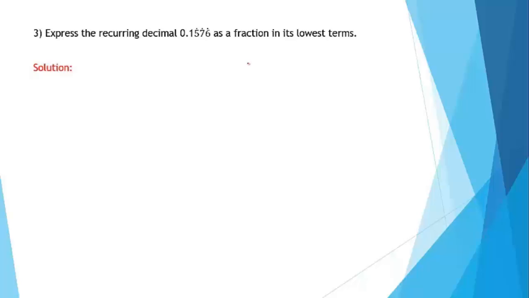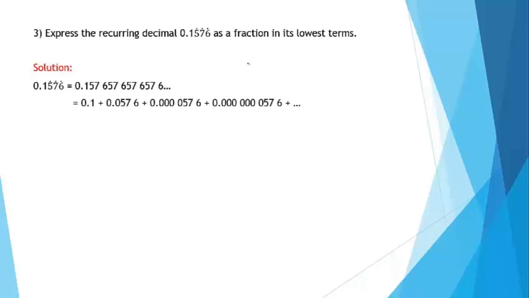So the solution is, first we expand the recurring decimal, which would give us 0.1 recurring 576 equals 0.157657657657, and so on. Now if you look at this expanded decimal number, the digits 576 are recurring. So what we do first is to partition this decimal in a way to make it simple. So 0.1 is taken separately. So we get 0.1 plus 0.0576 and so on.